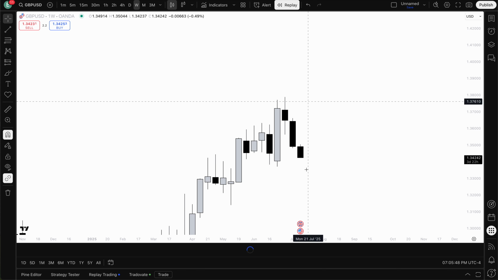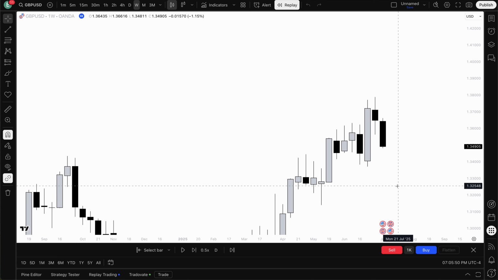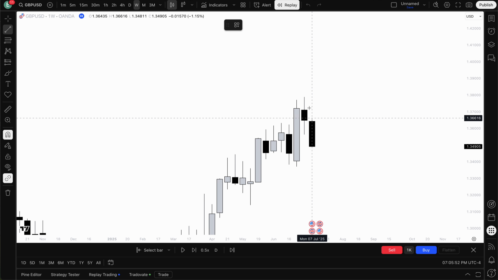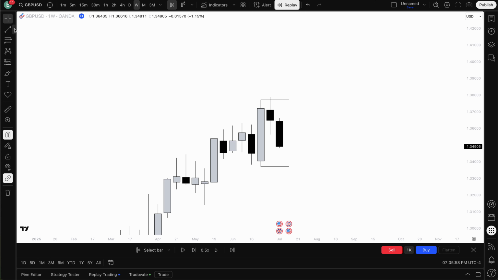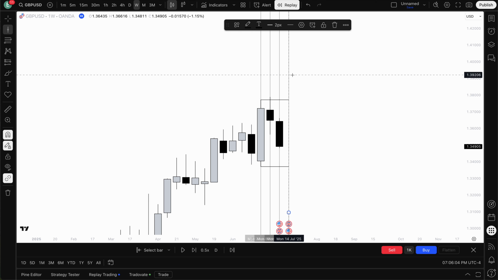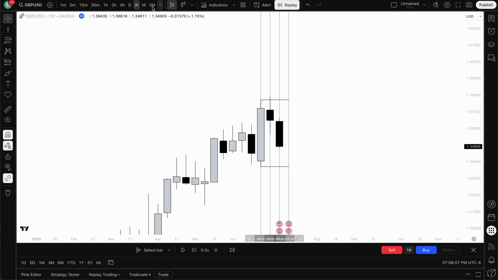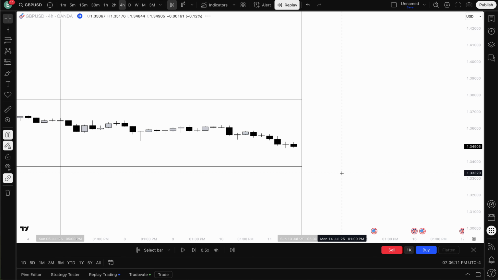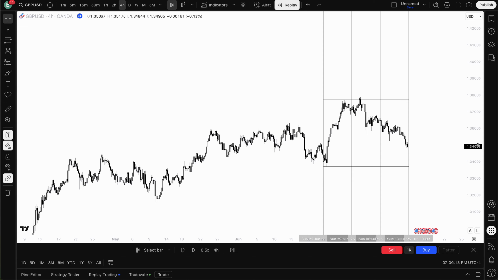We see we have a weekly range. So let's mark this out. Weekly range. Mark out each individual week. All right. And then let's move on down to the 4-hour time frame.